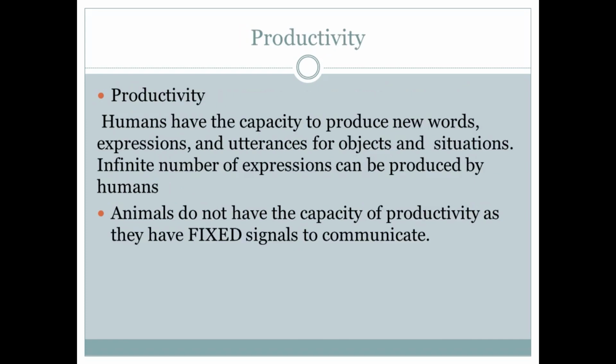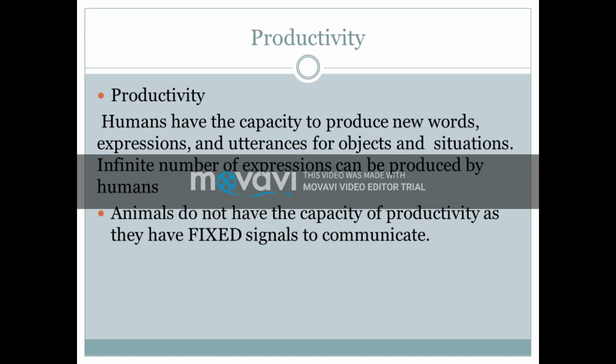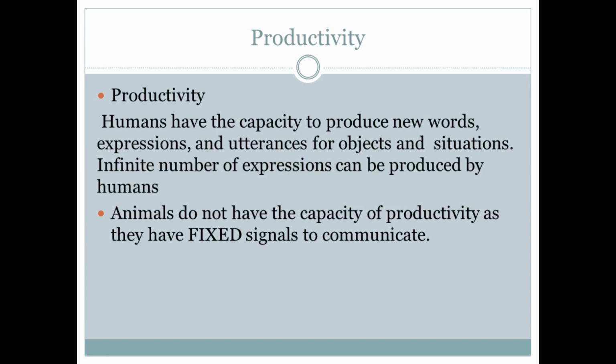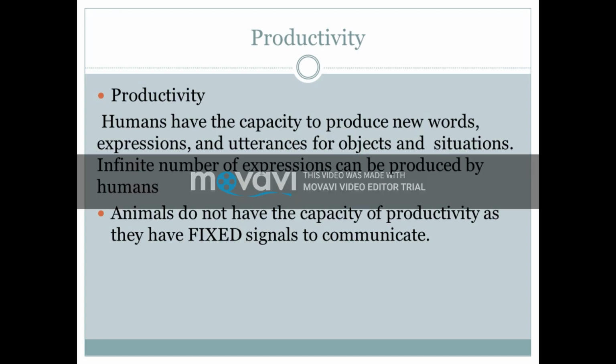The third property is productivity. Productivity is quite simple. It is that when we are speaking our mother tongue, Punjabi or Saraiki, or our national language Urdu, we never care about what kind of sentences we are speaking, whether they have any authenticity or not. We have liberty to produce unlimited sentences, infinite sentences.